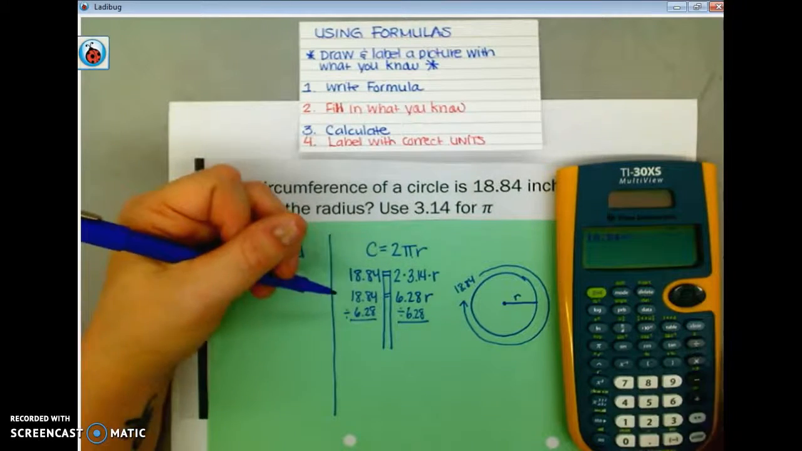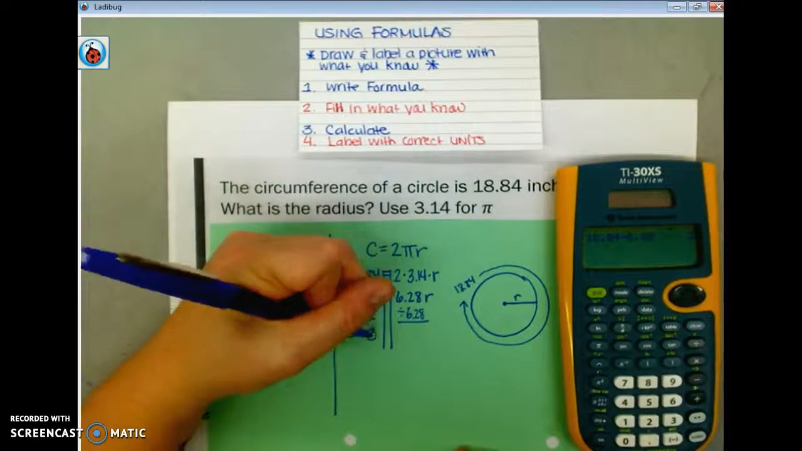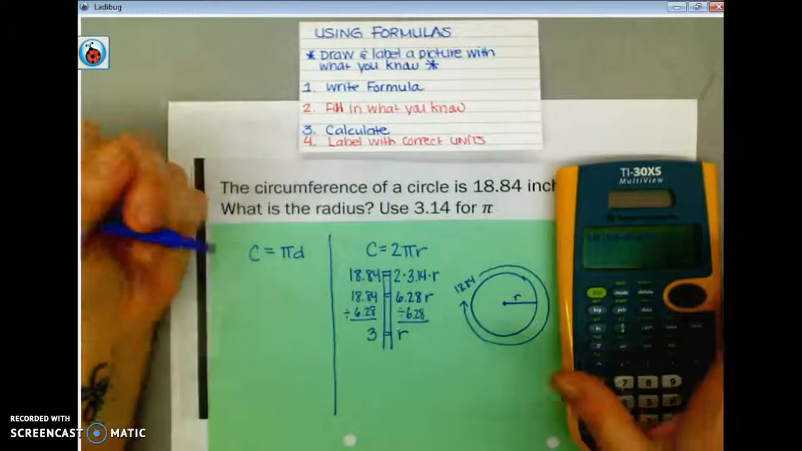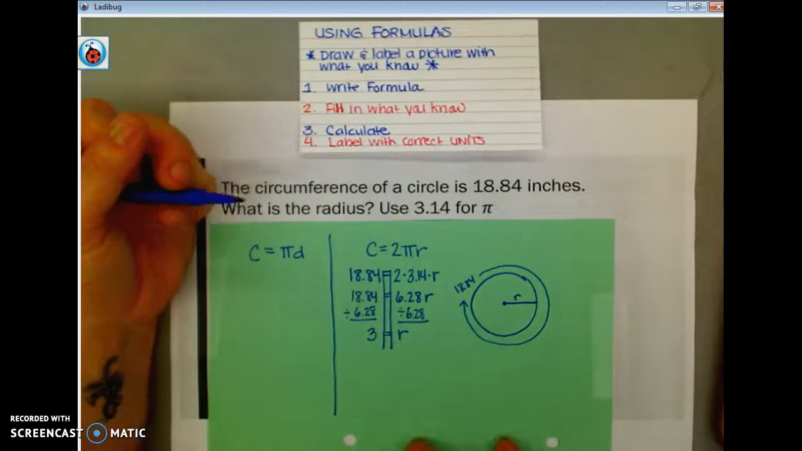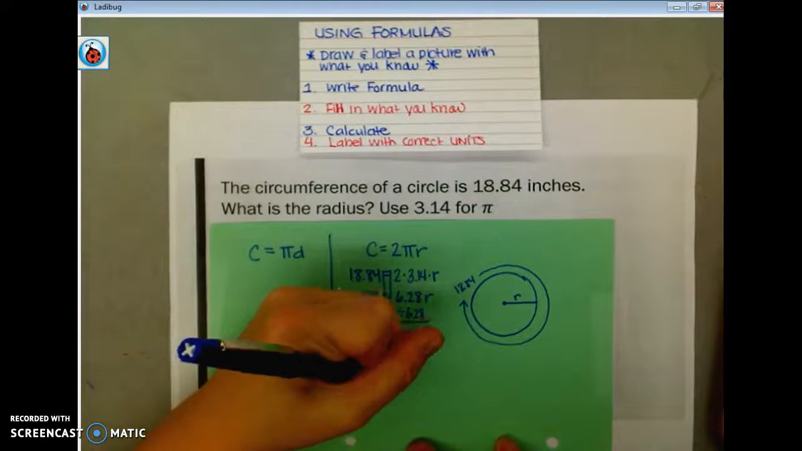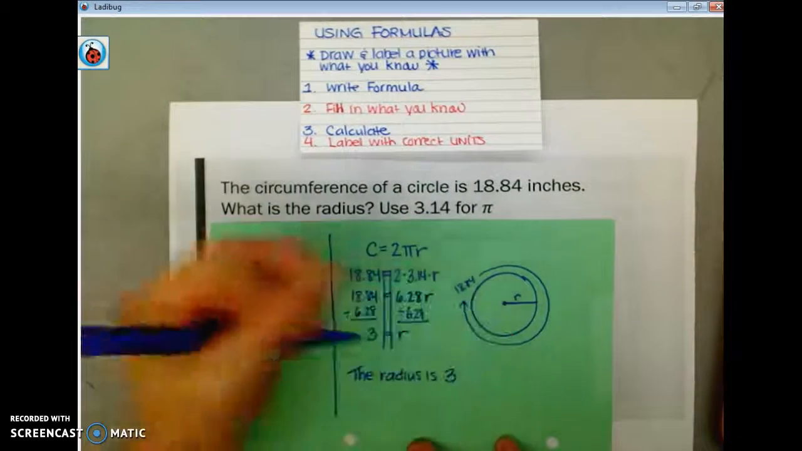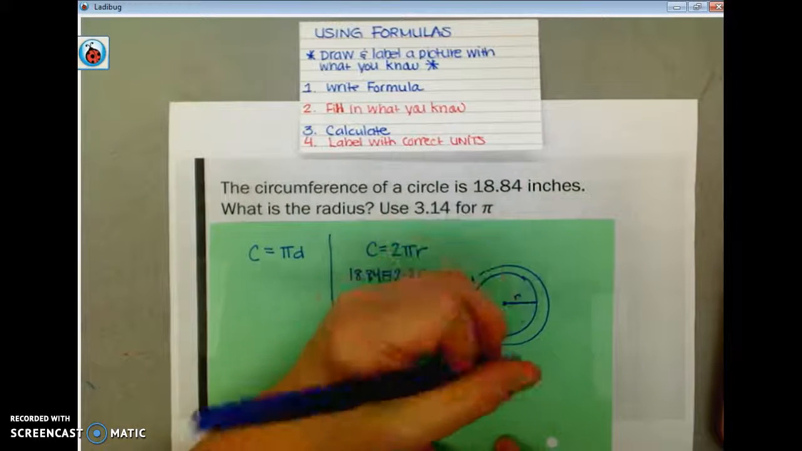Again, notice it's okay to be using the calculator. I have shown all the steps that I'm doing, so it's really not that big a deal. All right, and now we have that R is equal to 3. So, what is the radius? Answer in a complete sentence. The radius is 3, and my units were inches.